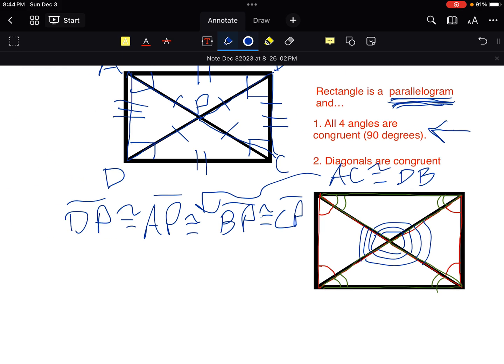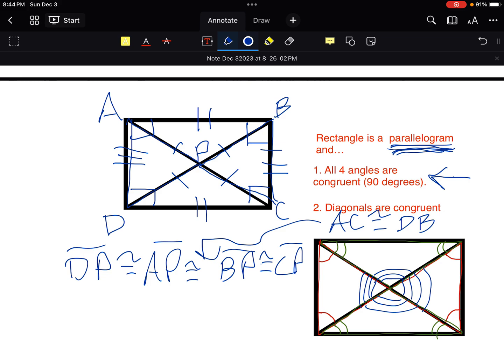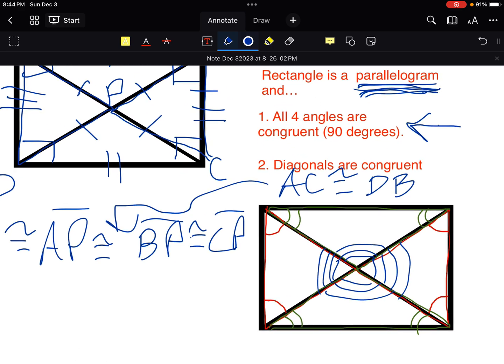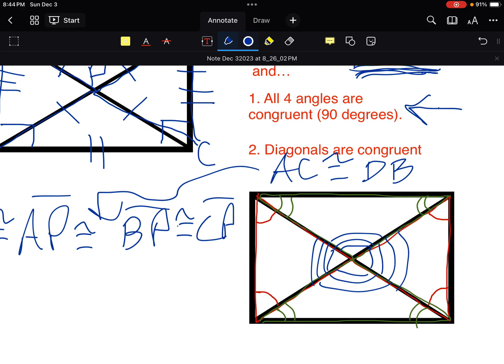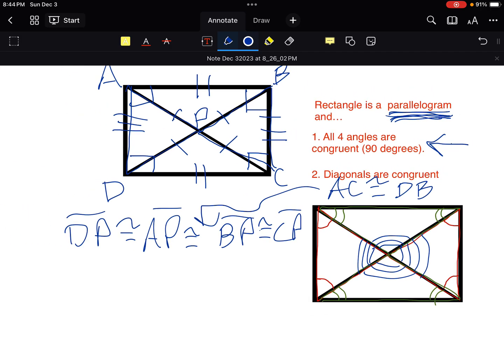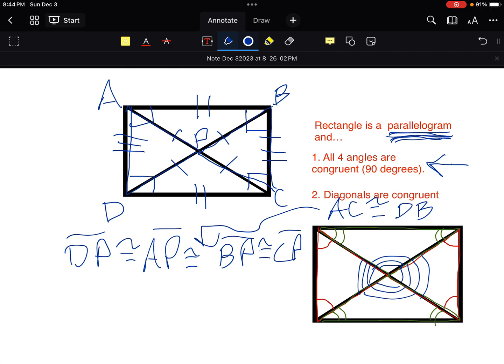So there's a lot going on here with segments and with angles in a rectangle. One of my favorite types of problems is where I give you one angle of a rectangle and you have to find all the other angles, every other single angle in there. I'd walk you through an example like that, but we'll save that for when I get back. You'll see it on the homework.